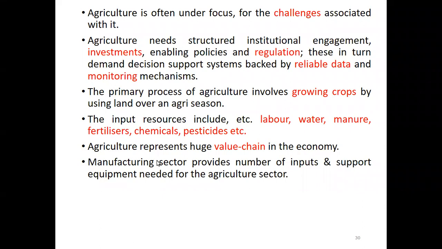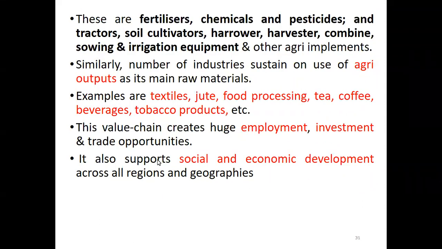So this was something about the current scenario. Then there are fertilizers, chemicals, pesticides, and tractors, soil cultivators, harvesters, harrowers, combines, sowing and irrigation plant equipment, and other agri implements. So the agricultural sector gets inputs in the form of fertilizers, chemicals, pesticides, and so many others. Means the businesses of these activities also depend upon the agricultural sector.